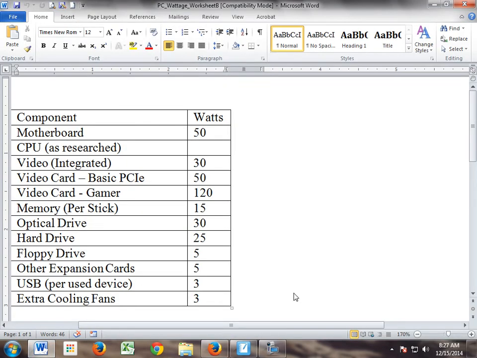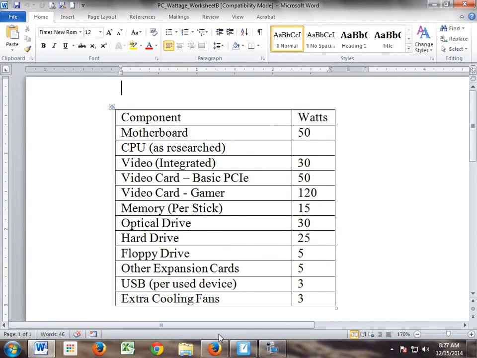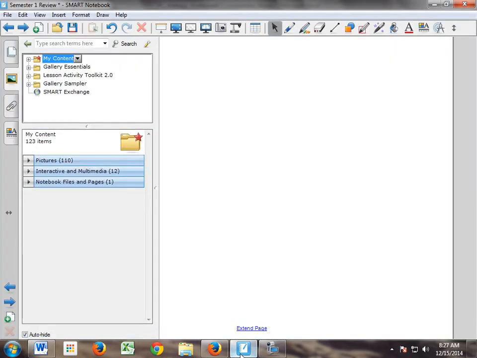So if I was doing this one, I would say I got 50 watts plus 45 for the CPU, plus it's got integrated for 30, plus it's got 2 sticks of RAM for another 30, plus it's got an optical drive, it's got a hard drive, no floppy drive, no expansion cards, no USB, whatever, and then total that together. And then I'm going to ask you either calculated or minimum or recommended, just to make sure we understand that again.